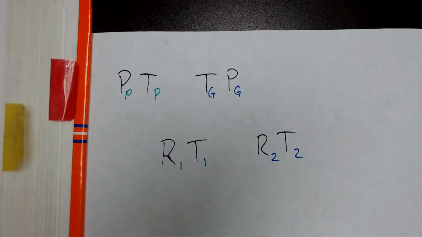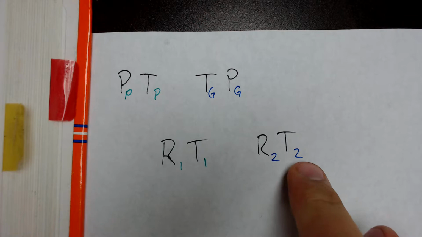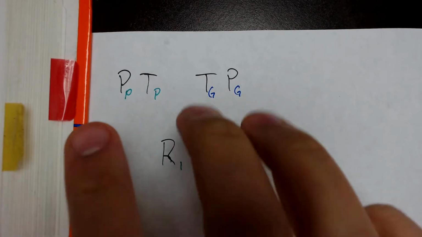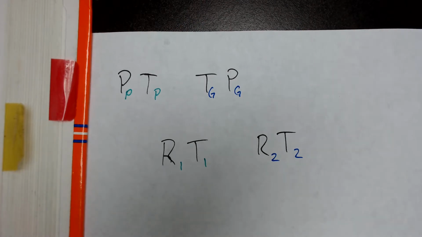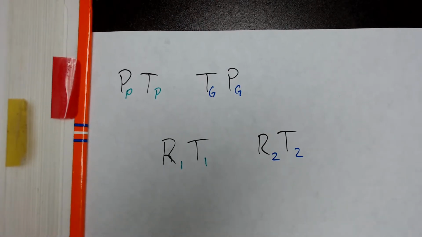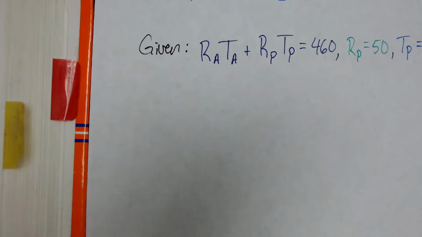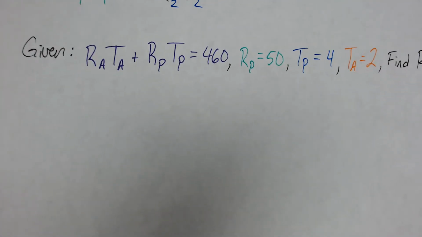Now the important thing to notice is that time of 1 is not the same thing as time of 2, as we just expressed with our two students. And then the rate of 1 is not the same as the rate of 2. So with that in mind, let's go ahead and start solving some practice problems. Okay, here's our practice problem.